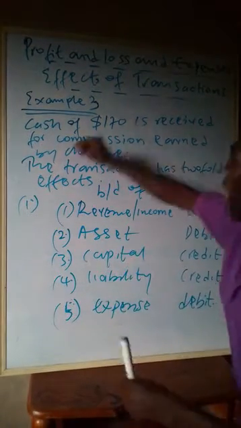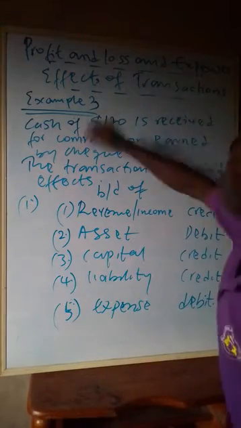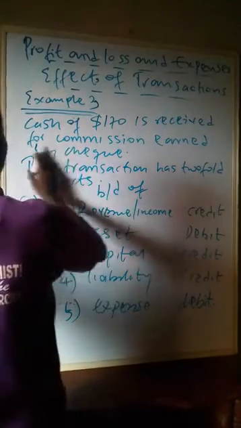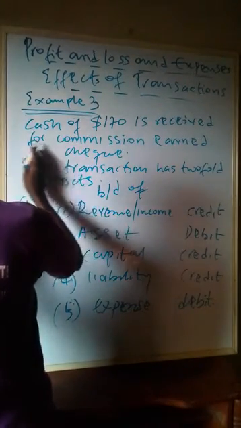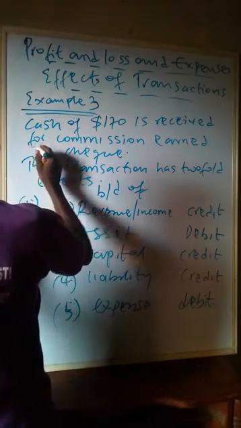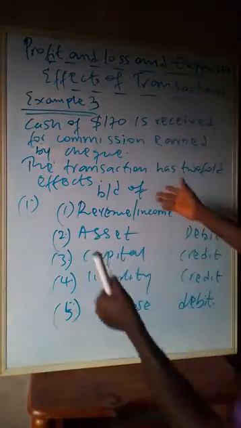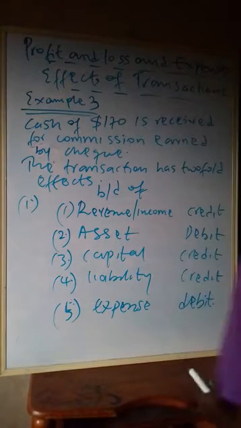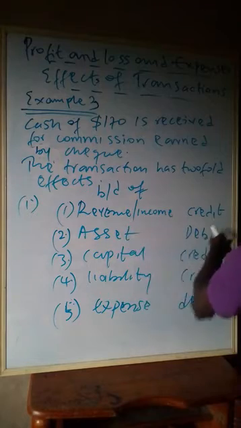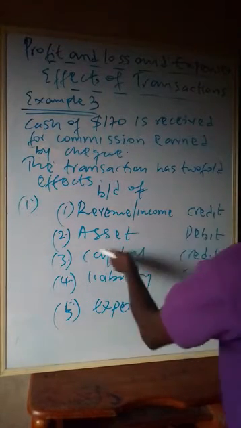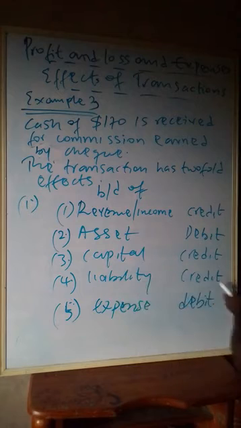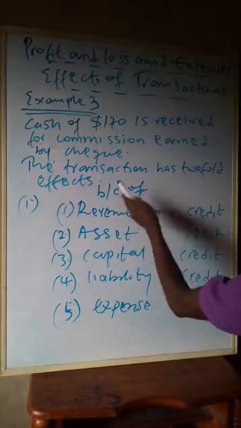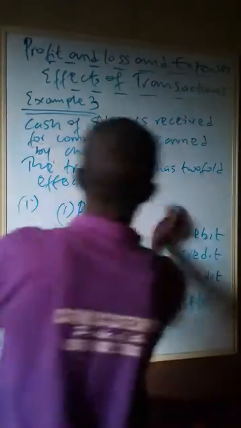So, cash of $170 is received for commission earned by check. Commission earned is a revenue, an income, and the balance of that is a credit. So I rub it off. Revenue, credit; asset, debit; capital, credit; liability, credit; expenses, debit. Their BD, the balance BD, is short form of balance brought down.